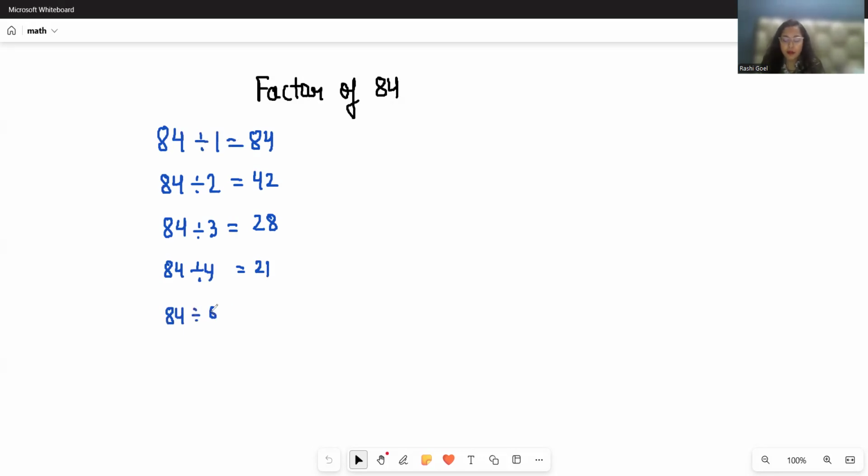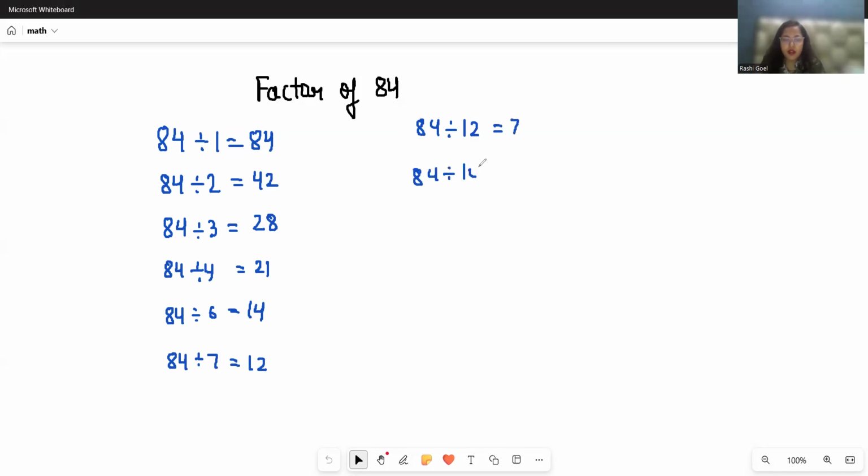So 84 divided by 6 gives 14. 84 divided by 7 gives 12. 84 divided by 12, now we reverse. 84 divided by 12 gives 7.